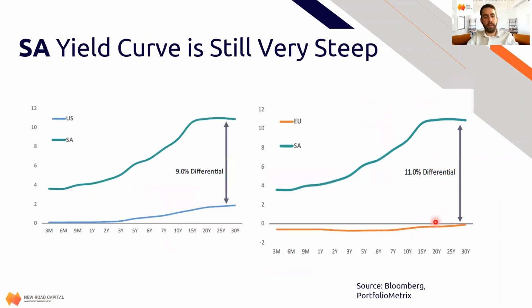If you look, compared to, this is the SA yield curve, you can see how steep it is. That's compared to the US, and then obviously compared to Europe. And you can see on the long end these differentials: 9% differential to the US, 11% differential to Europe, based on 25, 30-year bonds. It's just very big numbers.